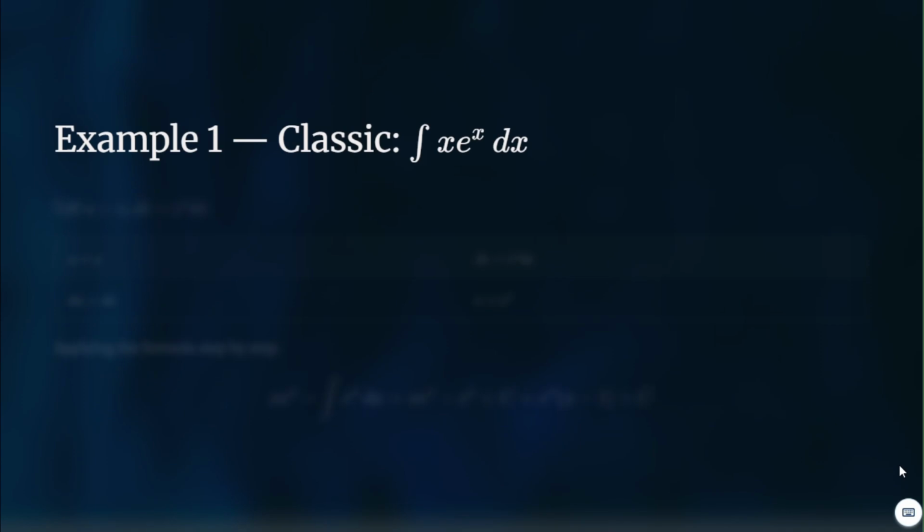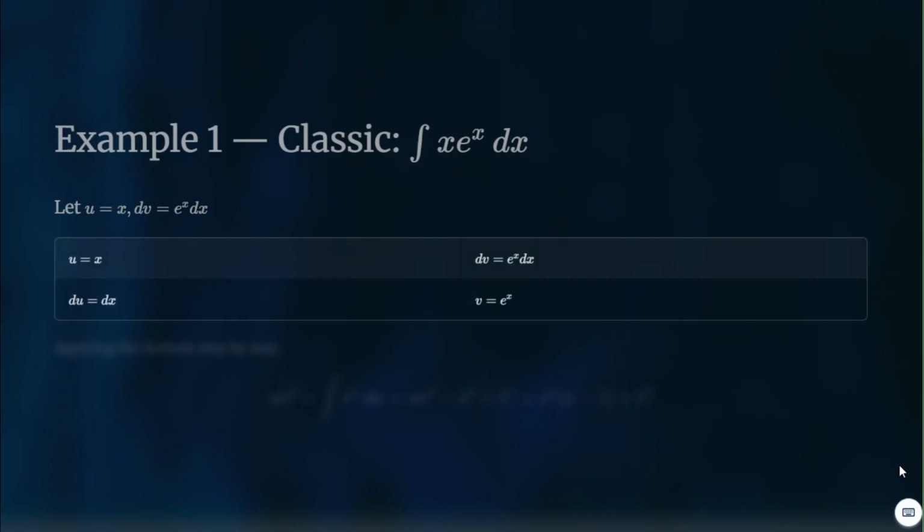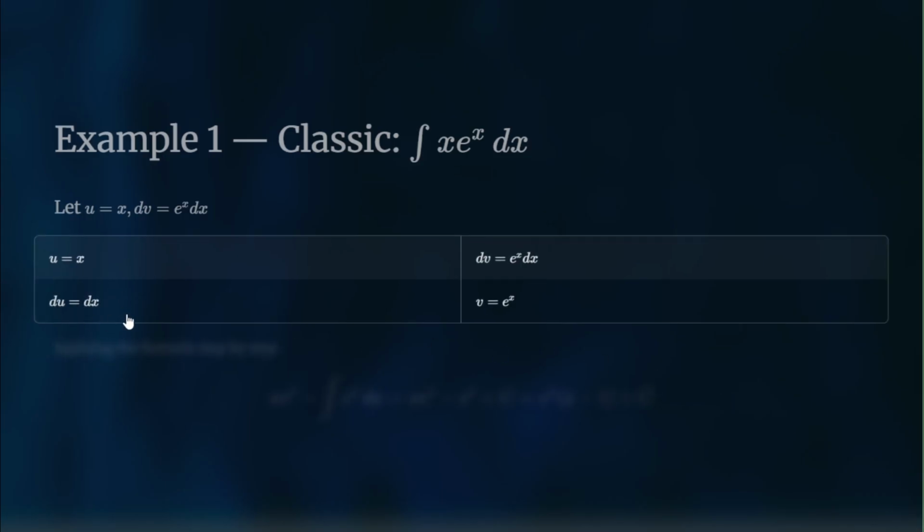In this first example, we'll integrate x times e to the power x dx. We'll let u be equal to x, and dv has to be the remainder of the integrand, which is e to the power x dx. In order to get du, we'll differentiate u. So du will be equal to 1 times dx, and in order to get v, we'll integrate dv. The integral of e to the power x dx is e to the power x.